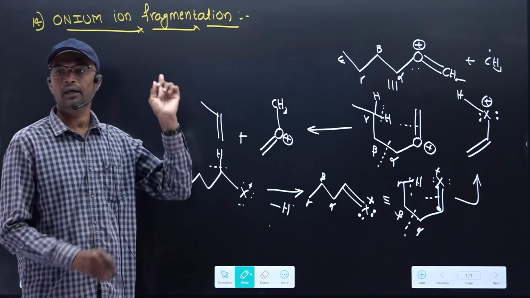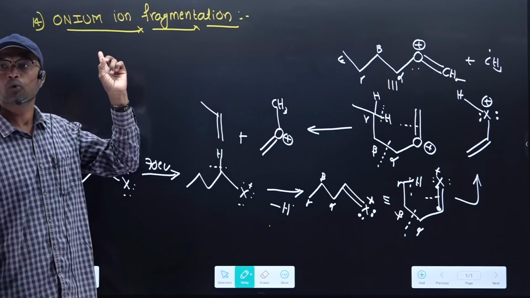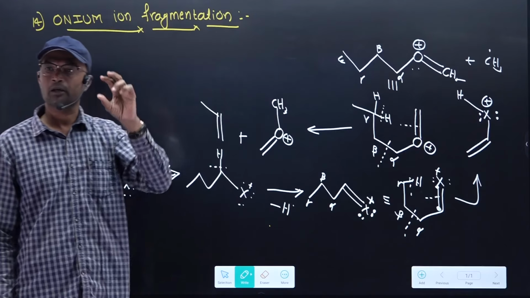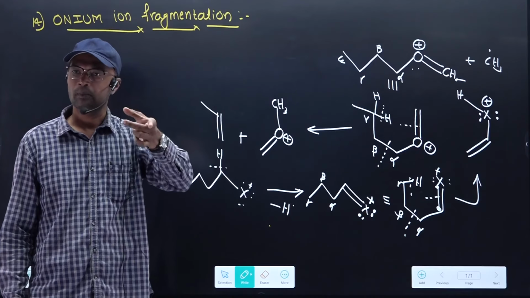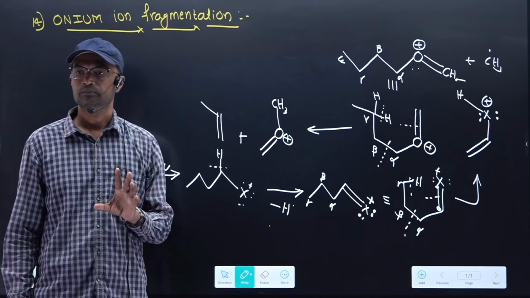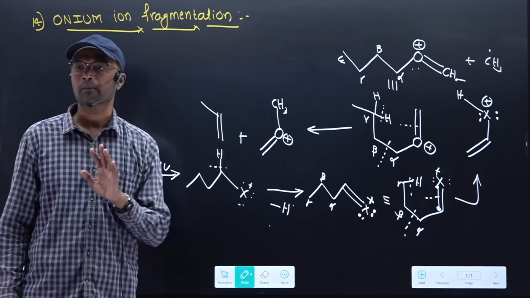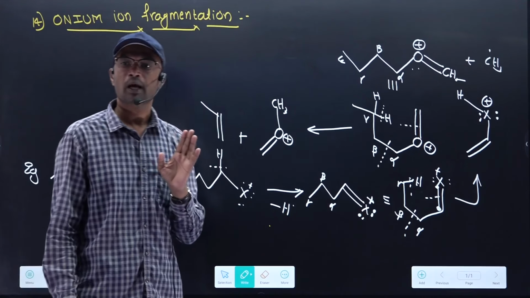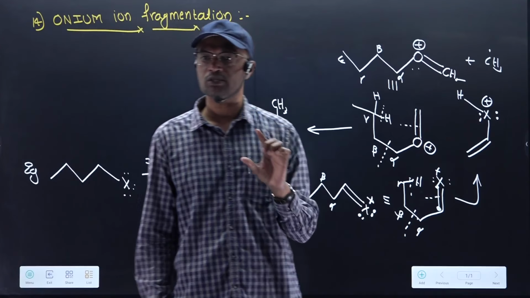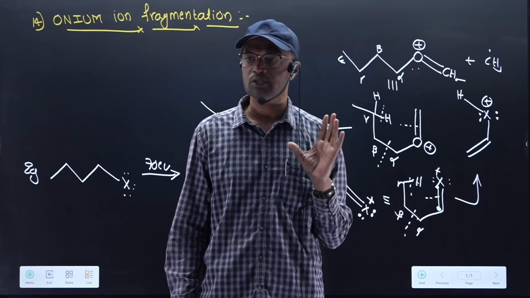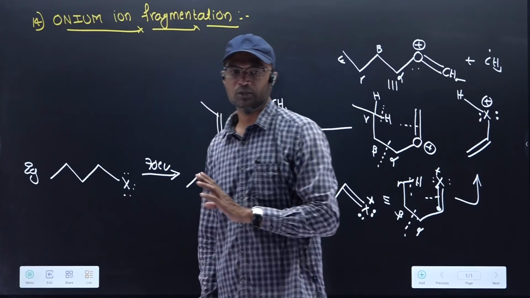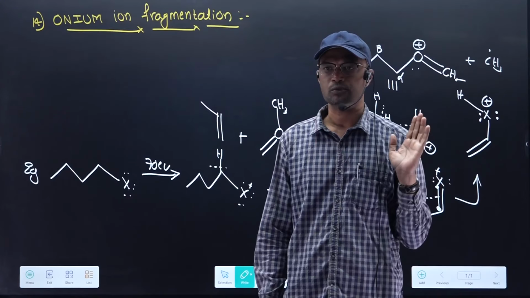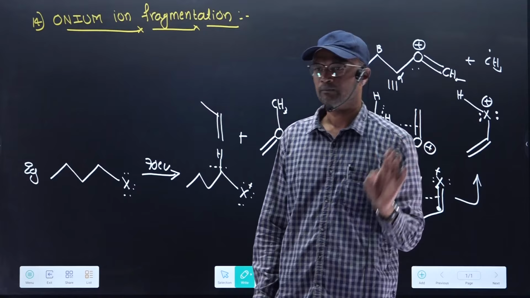This is given by oxonium, ammonium, and so on. Onium is not the name of a scientist. If any organic molecule has nitrogen or oxygen in the form of a positive charge, it will show onium ion fragmentation. It is almost equal to McLafferty, but only one carbon is reduced. Clear? Right.